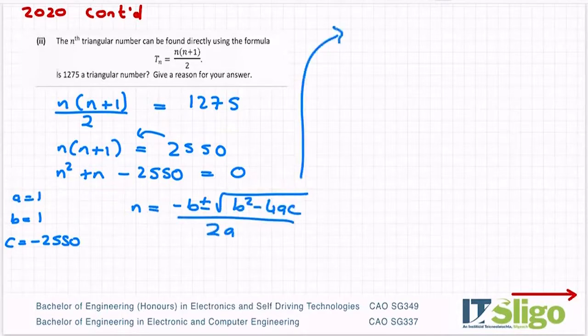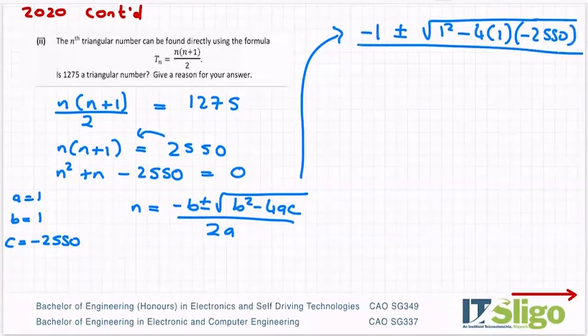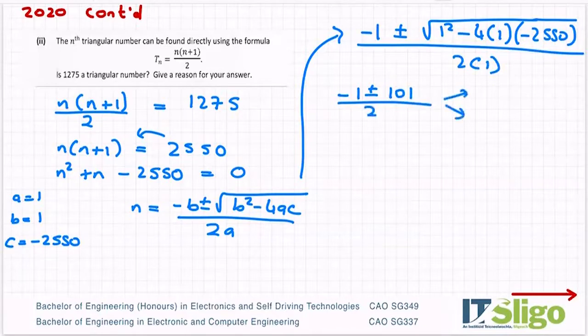Okay, so come up here. So it's equal to minus 1 plus or minus the square root of 1 squared minus 4ac all over 2 times 1. So I'm just putting the square root bit into the calculator. So the square root of 1 squared minus 4ac. And I got 101 for that over 2 ones are 2. Okay, so let's split that into the plus and the minus.